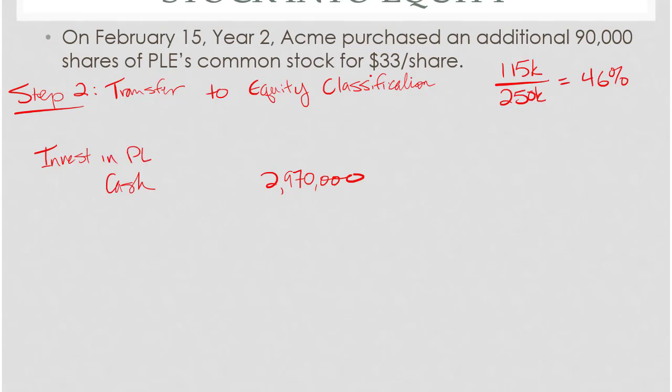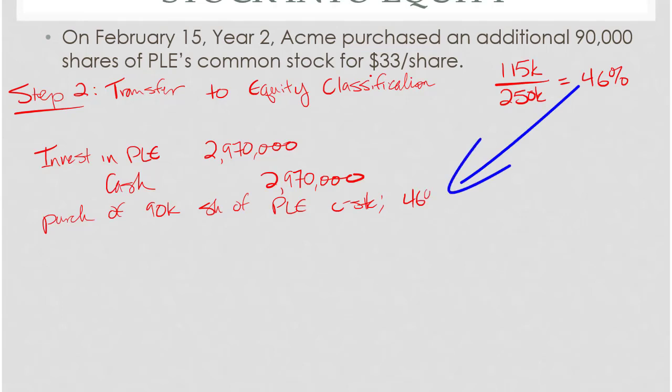in PLE. And typically, once we've crossed that 20% threshold, we give each investment its own special account so that we can keep track of what's going on in its retained earnings account. Purchase of 90,000 shares of PLE common stock, 46% now owned. The last thing we need to do is get the rest of the investment out of available for sale and into our equity account.